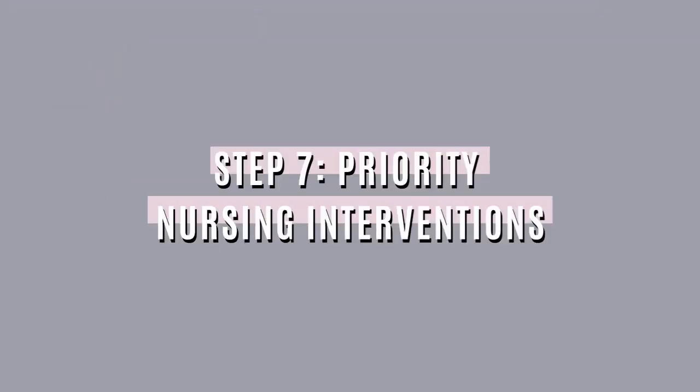Step number 7 is nursing interventions. You want to think of at least 3 priority nursing interventions. Hopefully they are evidence-based practice, and you're going to relate them to the original problem. This is when you're going to use your ABCs, your nursing process, and you're going to decide on at least 3 and put them in that order and explain why you're doing which first.